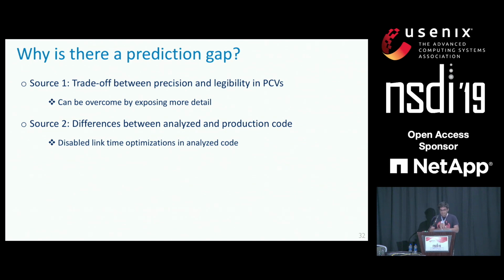The second reason stems from the fact that there are slight differences between the production code and the code that we analyze. These differences are necessary to enable exhaustive symbolic execution. And to ensure that we never under-approximate performance in this scenario, we disable certain link time optimizations in the analyzed code, which reduces its performance, and so once again, we have overestimations.